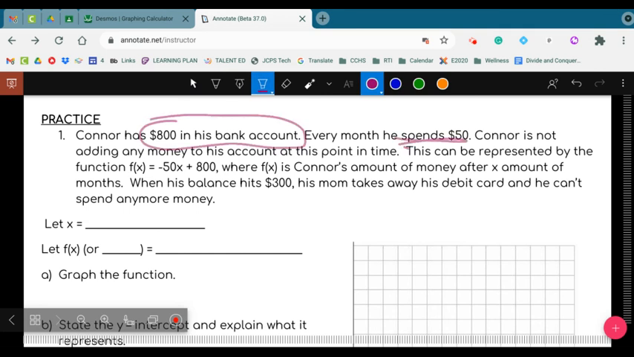And every month he spends $50. So Connor is not adding money to the account at this time. This can be represented by the function -50x + 800, where f(x) is Connor's amount of money after x months. So f(x) is the total amount of money, which is our y, and x is the number of months.